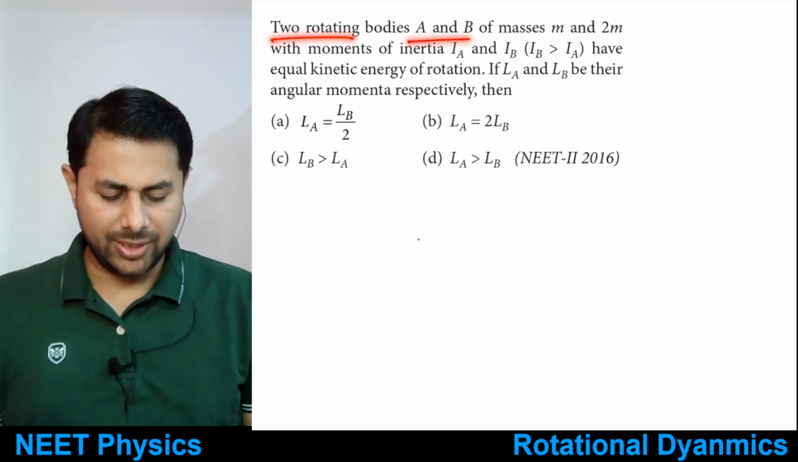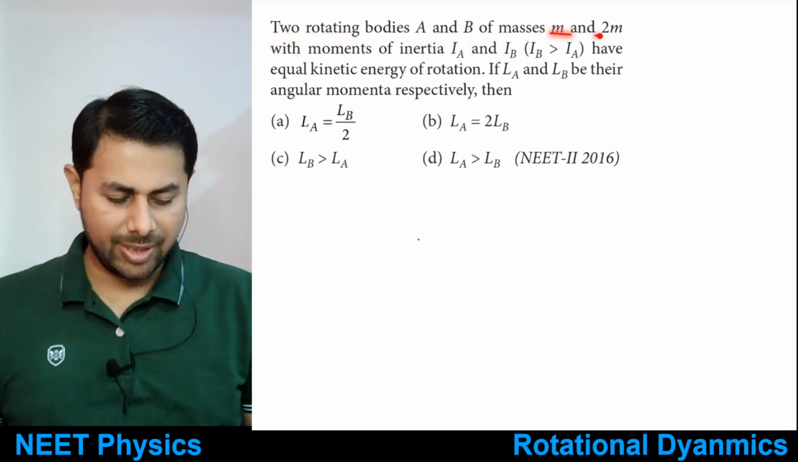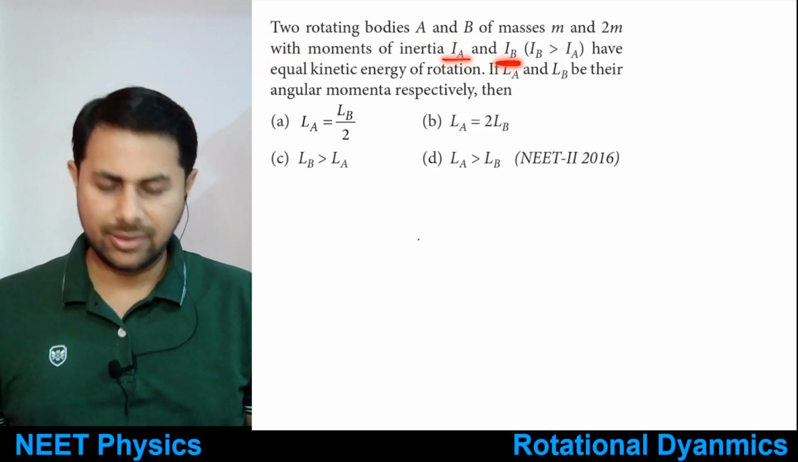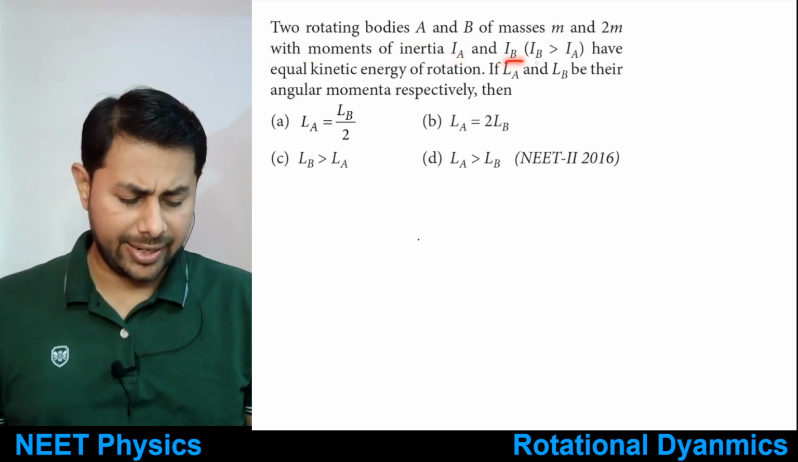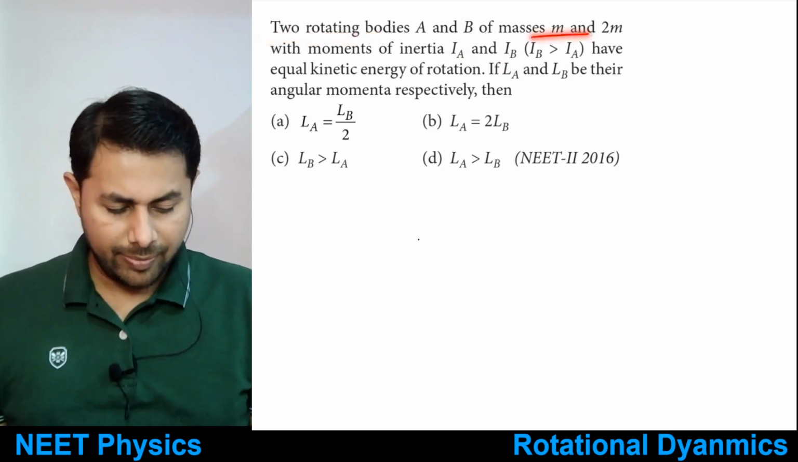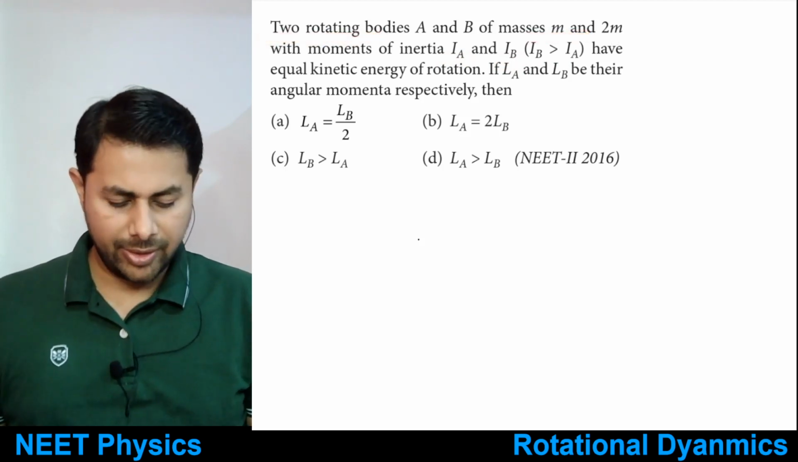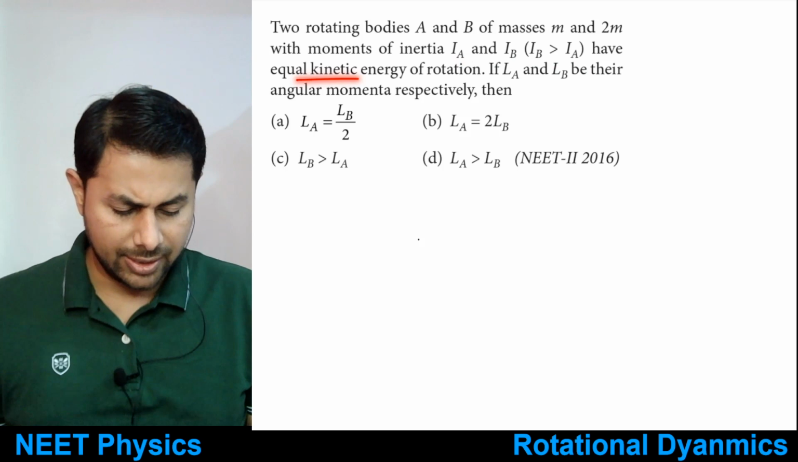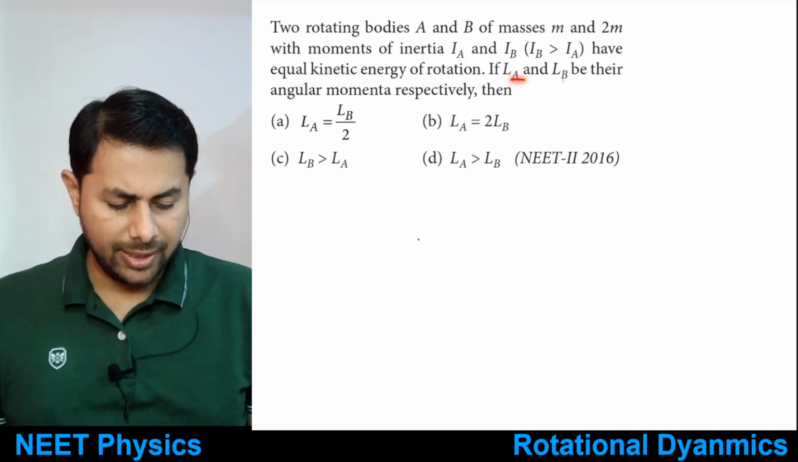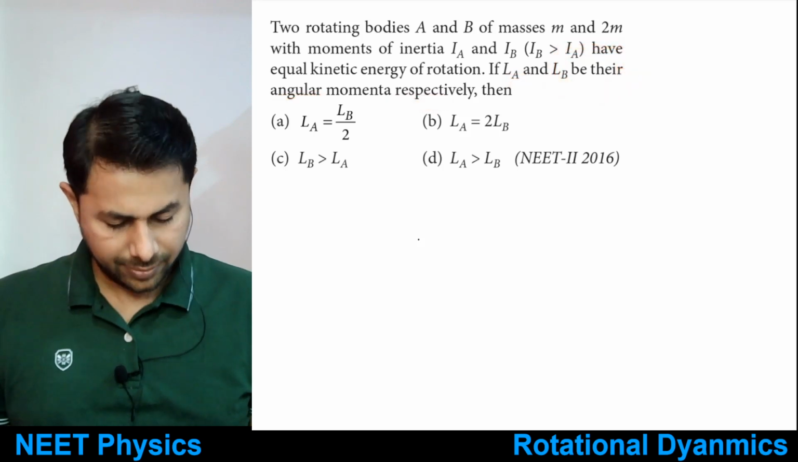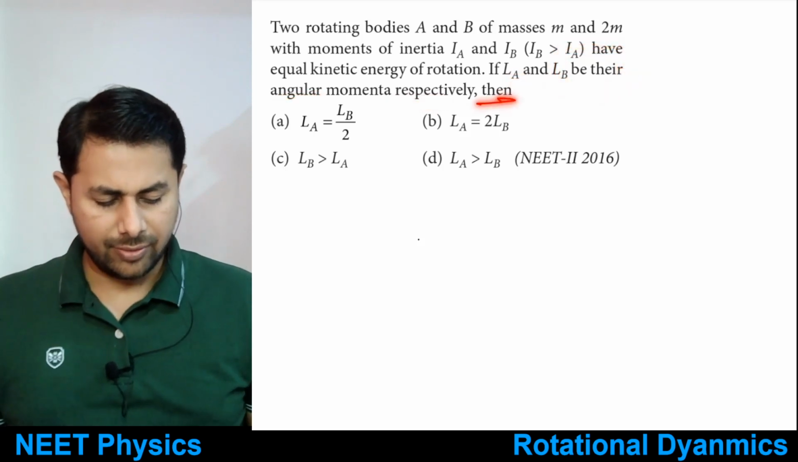Two rotating bodies A and B of masses m and 2m, masses are different, with moments of inertia IA and IB. IB is greater than IA. They have equal kinetic energy of rotation. If LA and LB are their angular momenta respectively, then which one is greater?